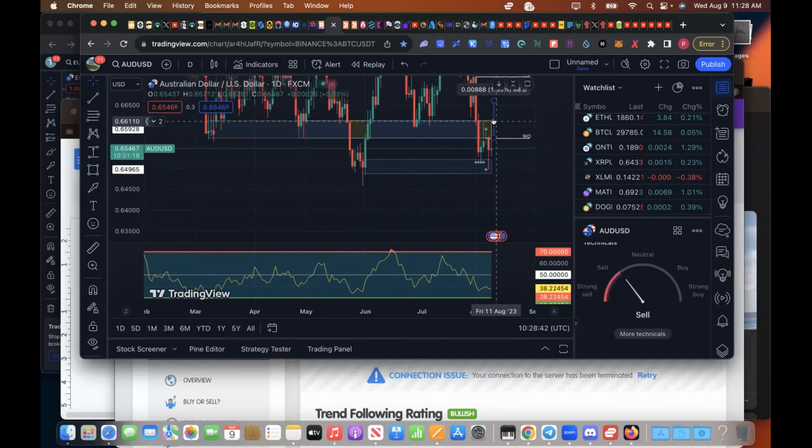AUD USD is actually still under pressure, and it still has a lot of selling positions opened. The daily time frame is looking bearish for that.